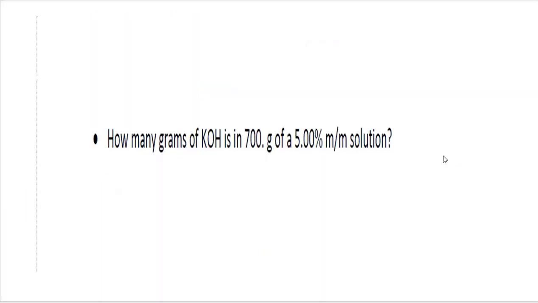And then lastly, let's solve this problem. It's kind of similar to this last one. Hopefully, actually, you find it a little bit easier because we don't have to find both pieces. But this one says, how many grams of KOH is in 700 grams of a 5% mass solution? So again, we're going to assume that this grams of KOH is my solute, and it tells me that I have 700 grams.